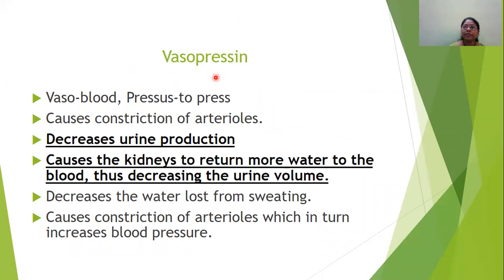Okay, its other name is antidiuretic hormone. Its main function is decrease in the urine production, and also it causes kidneys to return more water to the blood. So from kidneys, it returns more and more water to the blood, thus decreasing the urine volume. So its main function is decreasing the urine volume as well as decreasing the urine production. It also decreases the water lost from sweating and causes constriction of arterioles, which in turn increases the blood pressure. So it is also responsible for increasing the blood pressure by giving back water which is coming to the kidney to the blood.